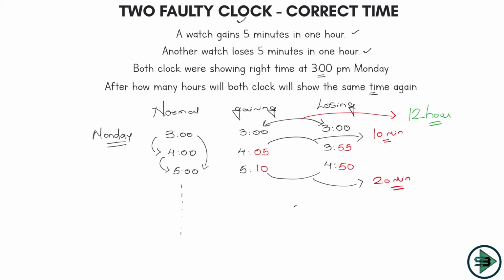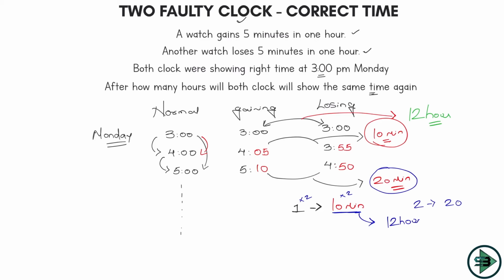I understand that in 1 hour, the difference between their timing is nothing but 10 minutes. Okay, how do I know that? I go from 3 to 4. The difference between their timing is 10 minutes. If I just multiply this by 2, in 2 hours, the difference between their timing will be 20 minutes, which is actually happening. 3 to 5, the difference between their timing is 20 minutes. I need to get this difference of 10 minutes to be equal to what? 12 hours.